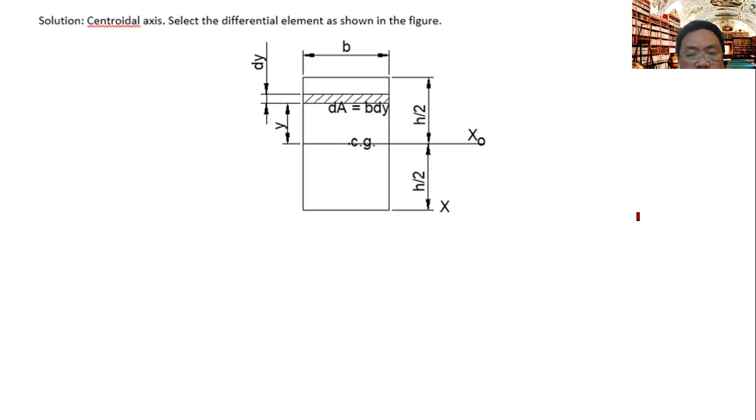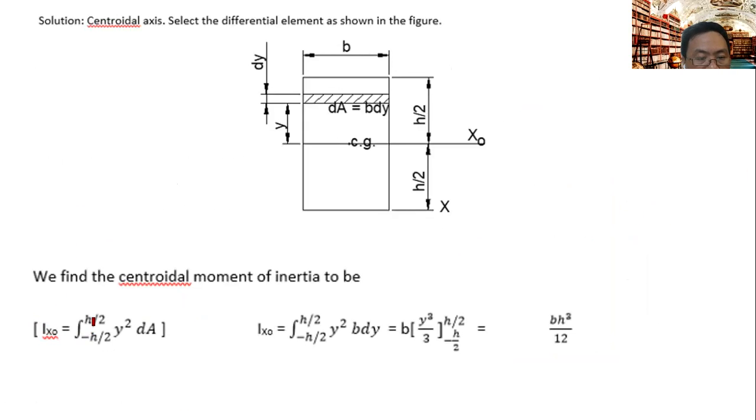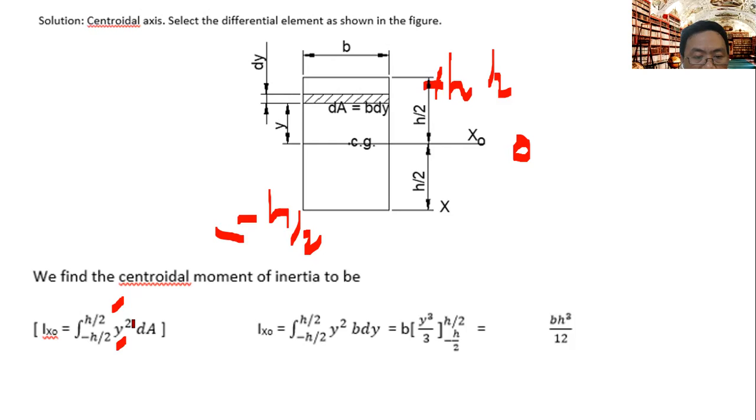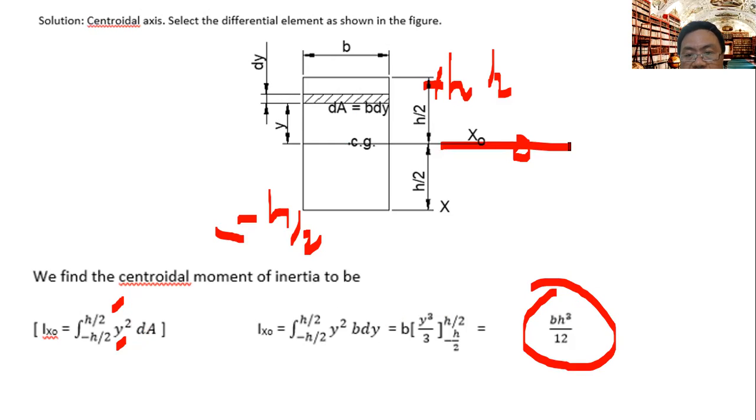Substituting further, the limits are: if this is 0, here is negative h over 2, and this one is positive h over 2. So it ranges from negative h over 2 to positive h over 2. So these are our limits. We substitute y squared and the differential area, which as we have already identified is b dy. Then going further with this calculation, we arrive at the moment of inertia with respect to this axis, bh cube over 12.